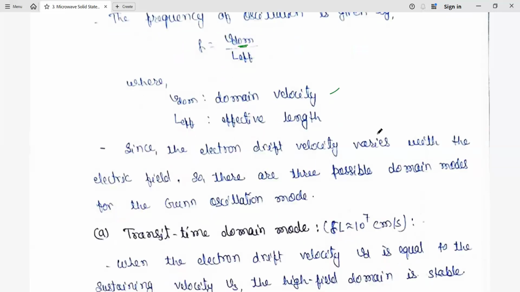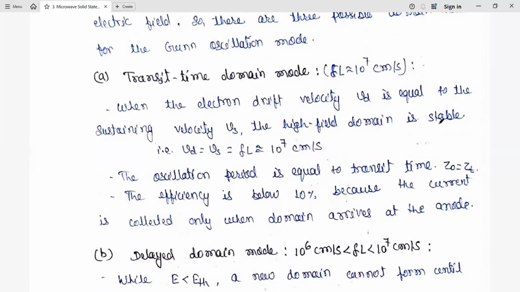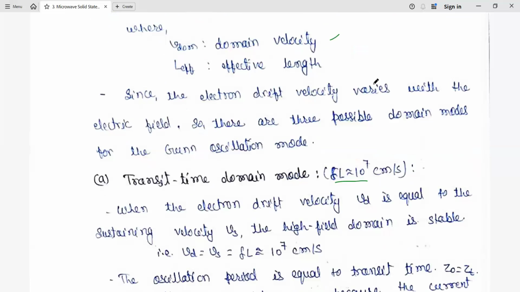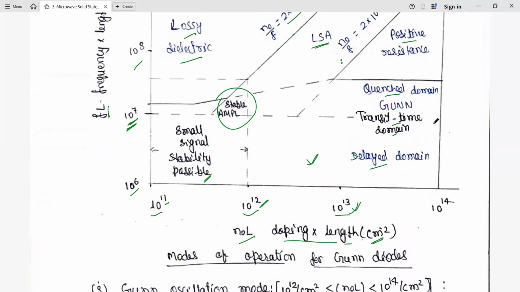There are three possible domain modes. In the Gunn oscillator mode itself, we have three different modes. The first one is the transit time domain mode. Here the product of fL is around 10 to power 7 centimeter per second. This diagram is the important one that we are going to explain. This is the transit domain, and the value here is 10 to power 7.